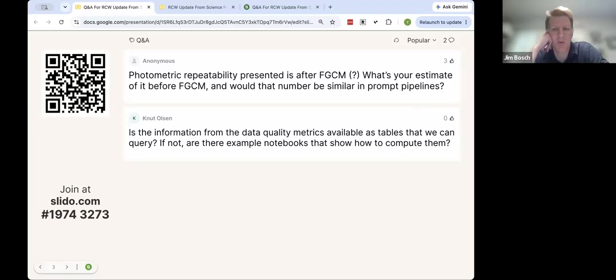So the question about the data quality metrics, those we certainly produce as tables. I do not think that they are included in the DP2 release in any form right now. Because we haven't done the final DP2 release, that might be something we could consider, but it's not something we had really put in our plans for releasing.